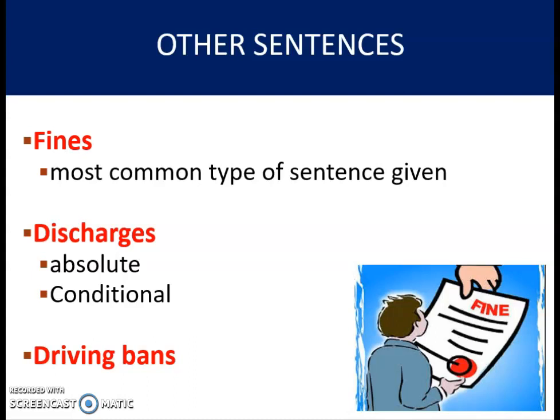However, the offender still gets a criminal record. Whereas a conditional discharge can also be given, and this means that if the offender commits another crime, they can be sentenced for the first offence and the new one. And in 2017, 53,104 defendants were given a discharge, representing 4% of all of these sentences.